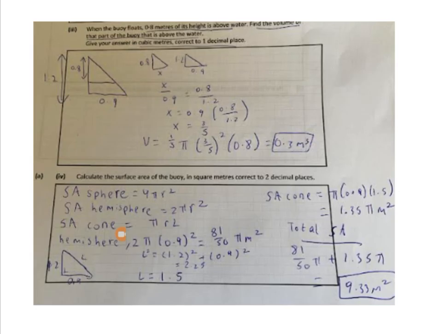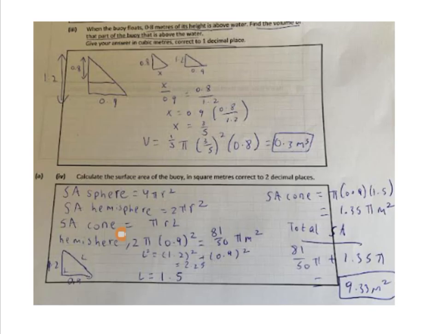Now, next up we have part 3, which tells us that when the buoy floats, 0.8 meters of its height is above water. It then asks us to find the volume of the part of the buoy that is above the water in cubic meters, correct to 1 decimal place. So the only part that is above water in that case is part of the cone. So the next step I would take is to draw a little diagram of the entire cone and then its smaller triangle.